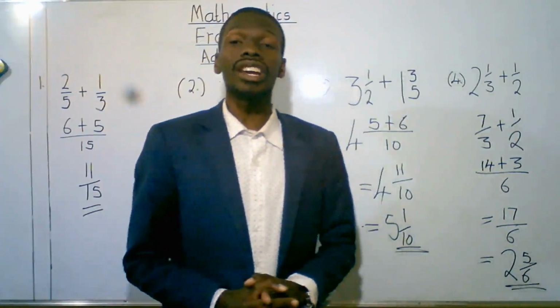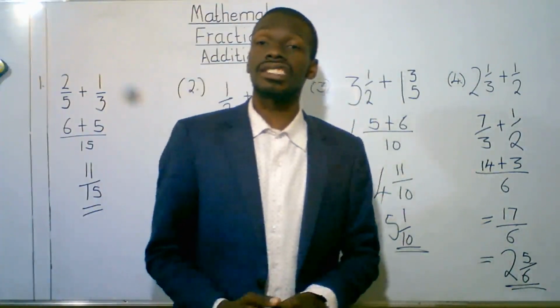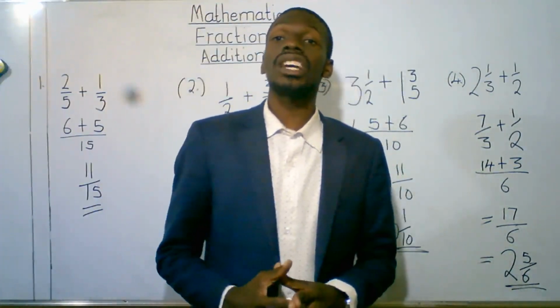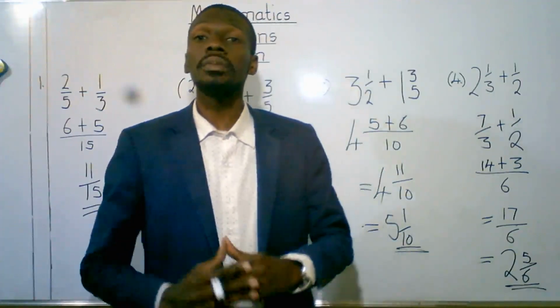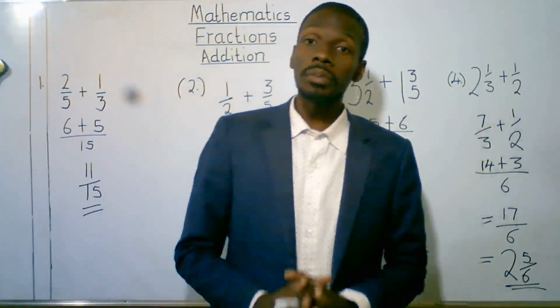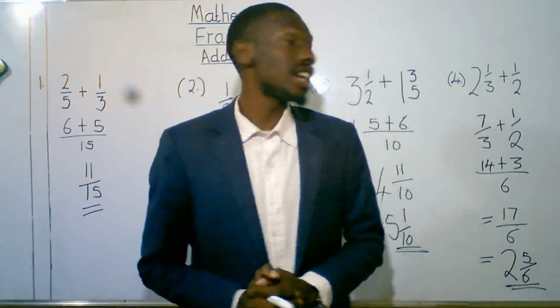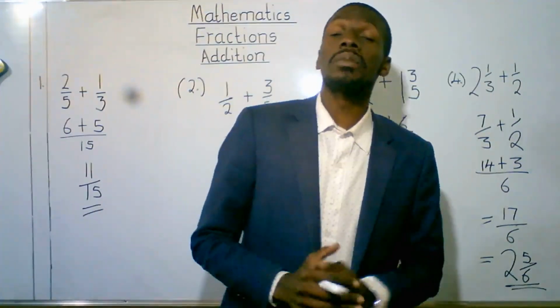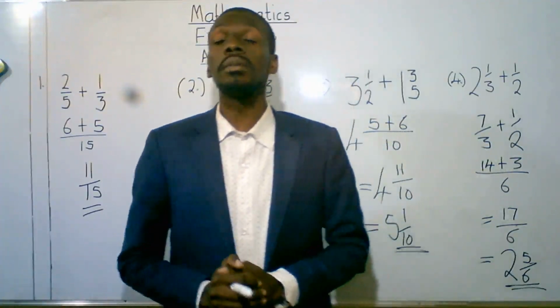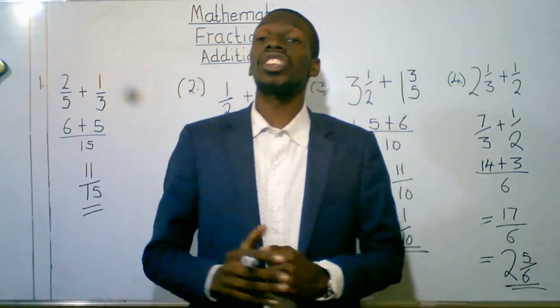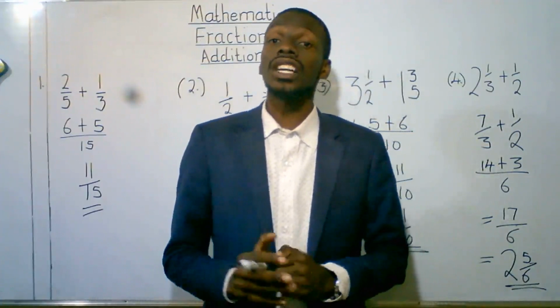So when you are given such questions in the exam, first you need to check the denominators. Are the denominators the same? If the denominators are the same, you simply add the numerators. If the denominators are different, we are supposed to look for the lowest common multiple of the 2 or 3 denominators given.